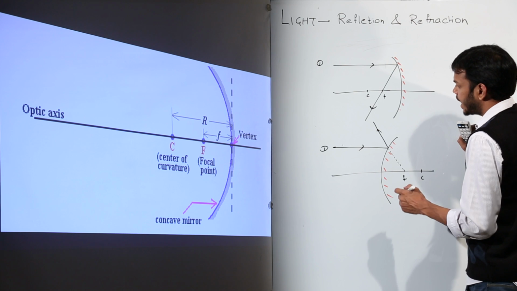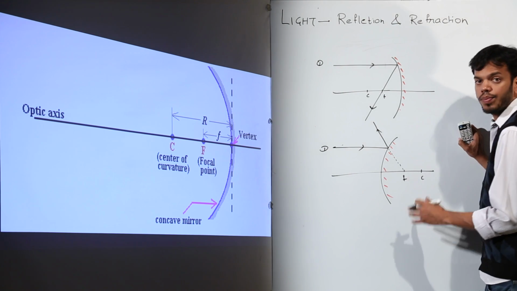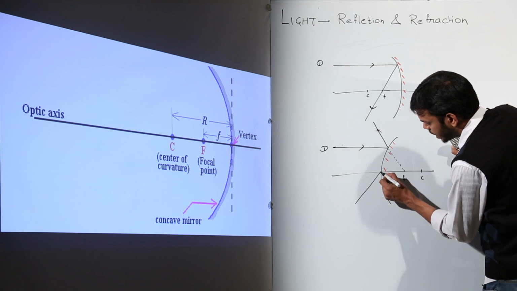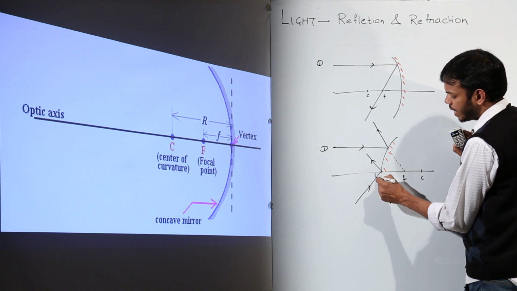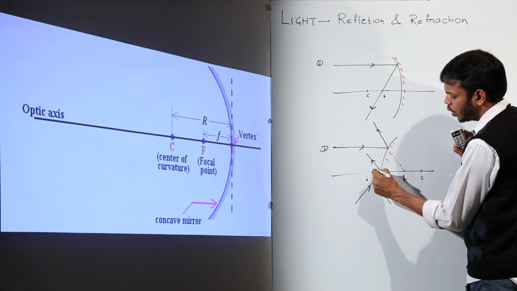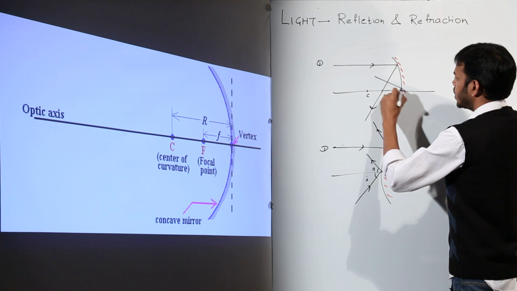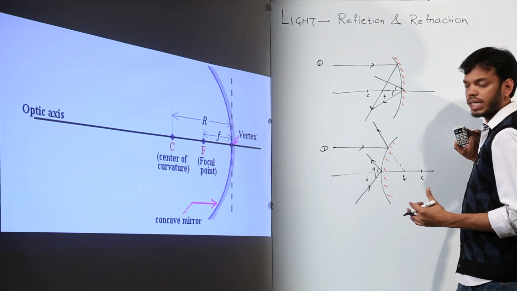Number 2, the second ray is the ray which is incident at the optical center, or the pole, or the vertex. The ray which is incident at the optical center will get reflected at the same angle. Like this, angle of incidence I will be equal to angle of reflection R. This is followed everywhere. For the second ray, whatever angle it came through, it will get reflected at the same angle.